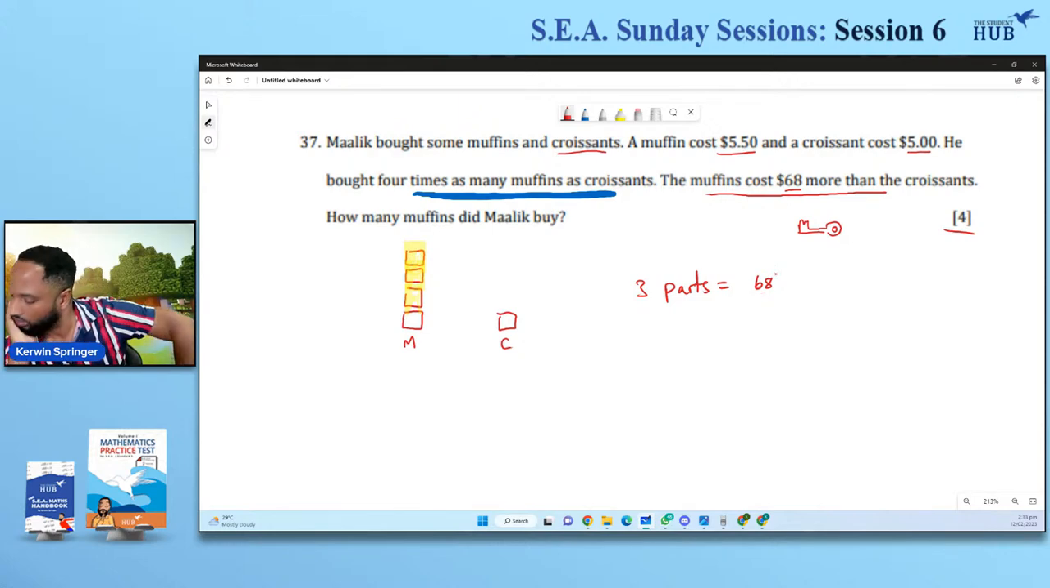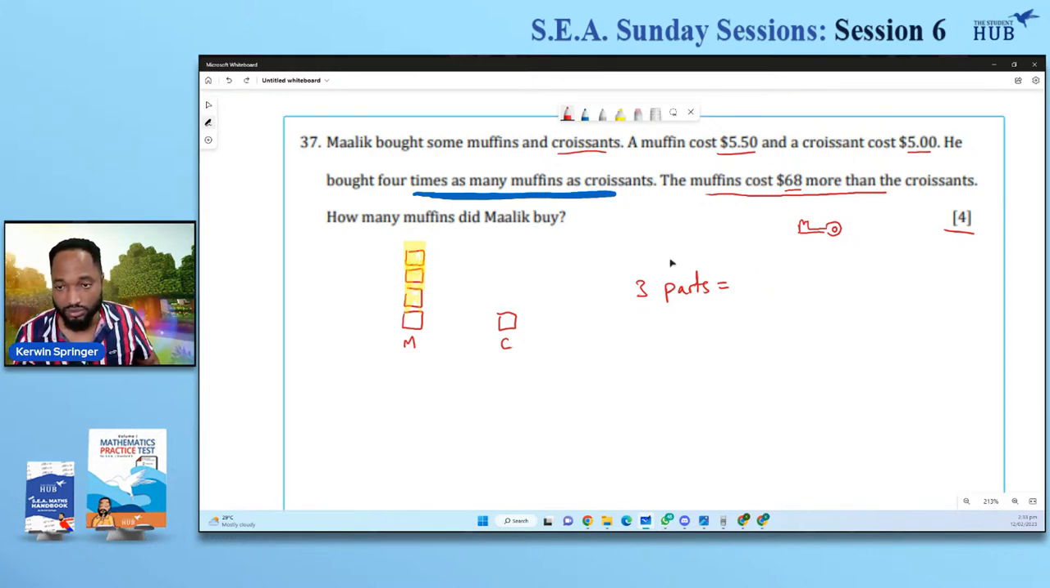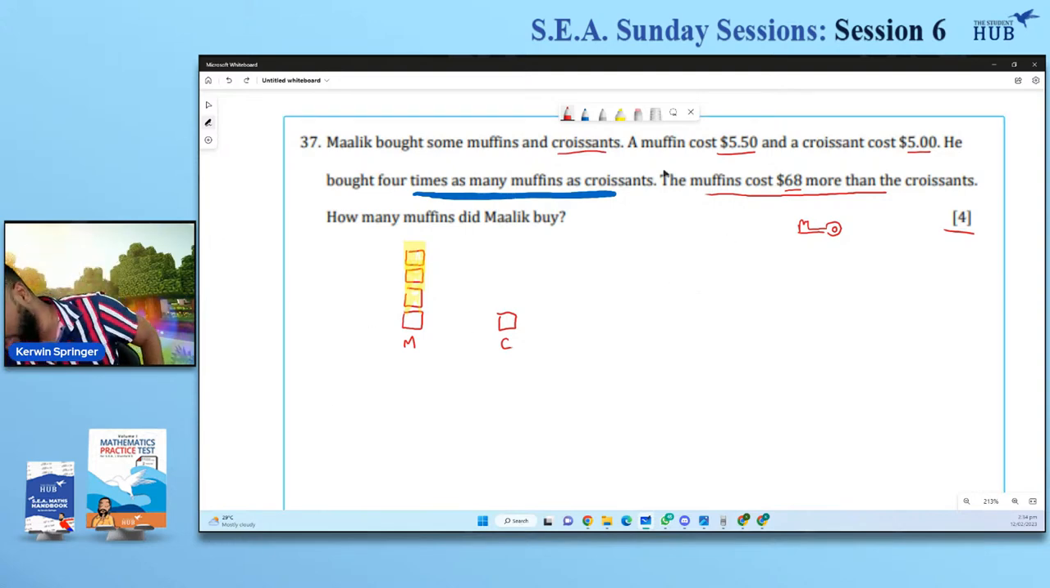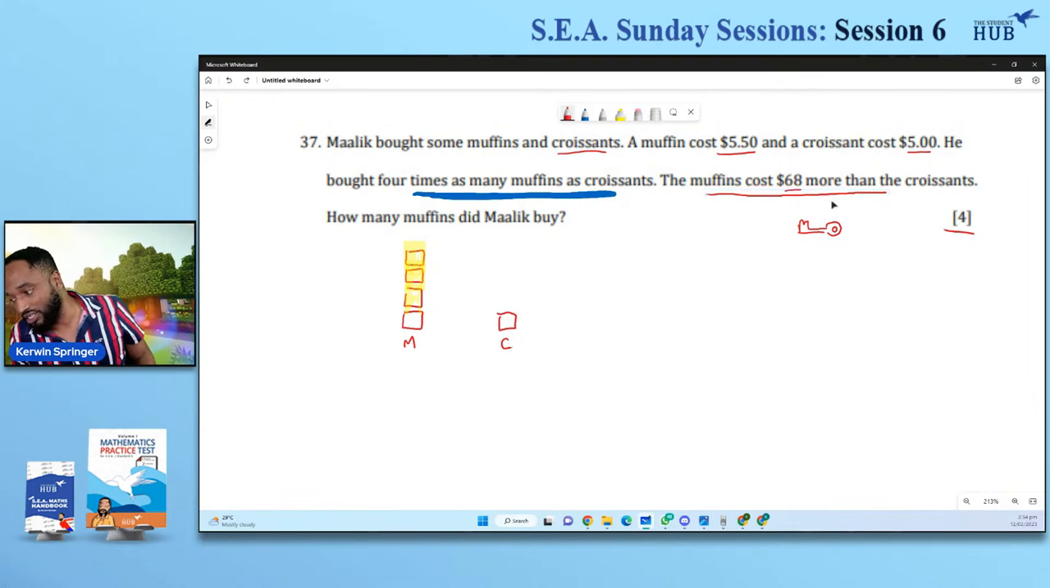Hold on. Oh, no, that's not it. I read the question wrong. So this is actually even harder than that. The muffins cost $68 more than the croissants. How to solve this without using algebra, boy? The muffins cost $68 more than the croissants.